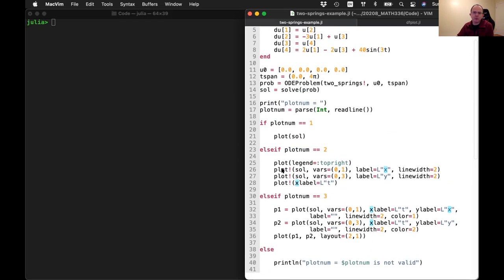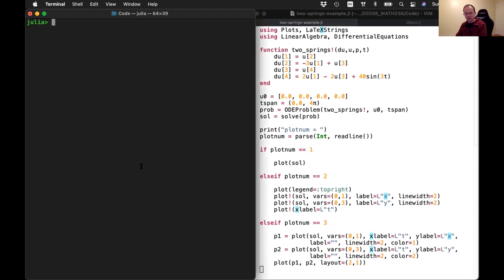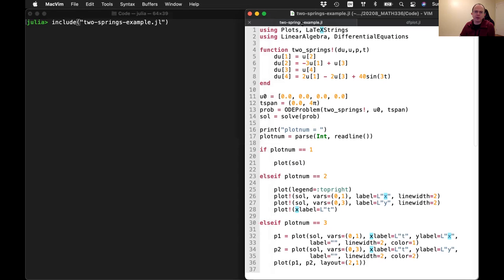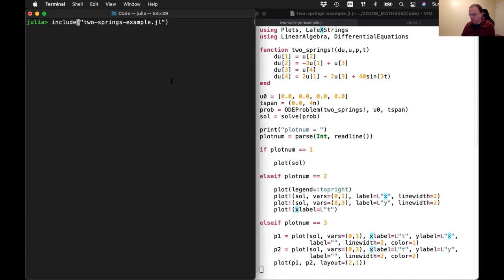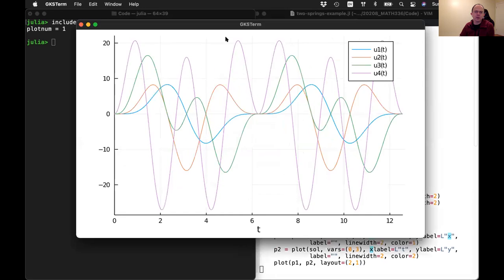Okay, so let's run this code. I have it in this directory that I'm in here. So I'll just need to type include twosprings example.jl. That's the name of this file. So I'll run this. Okay, so let's do the first plot. So it popped up over here. So let's bring it here.